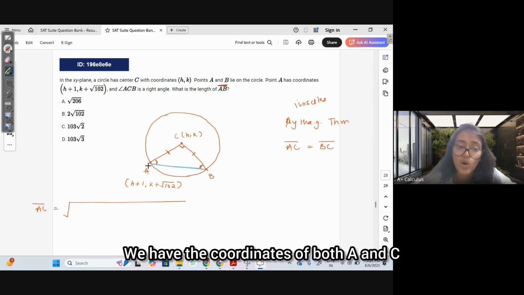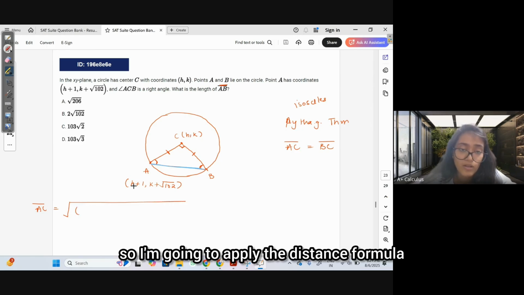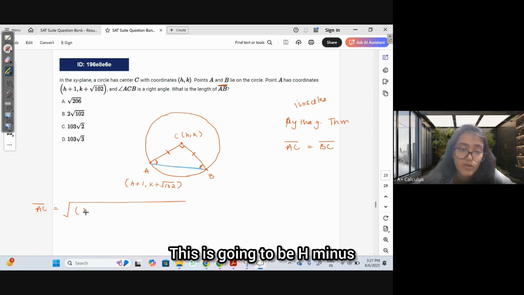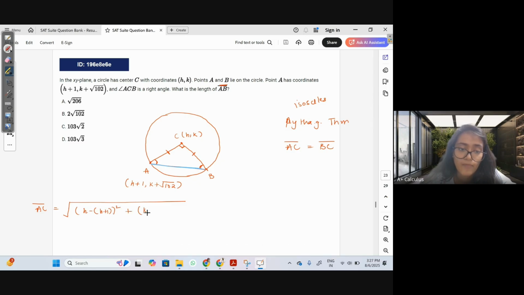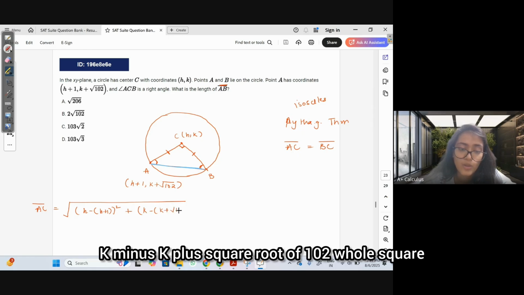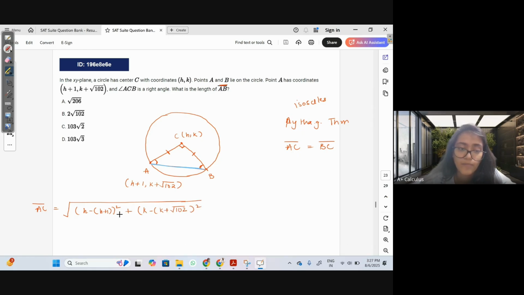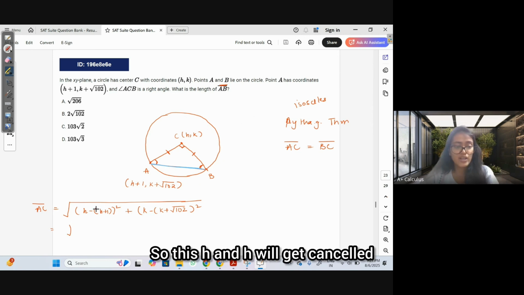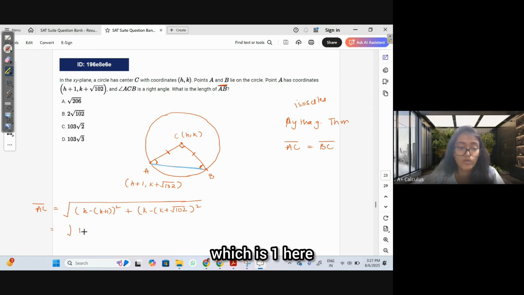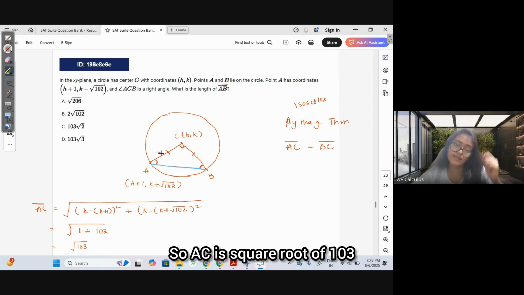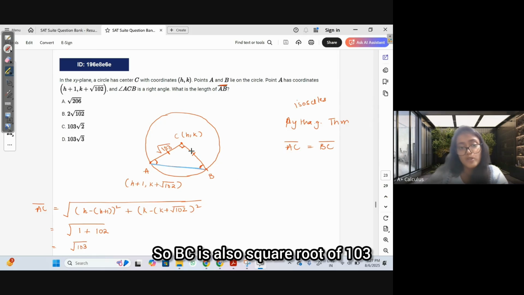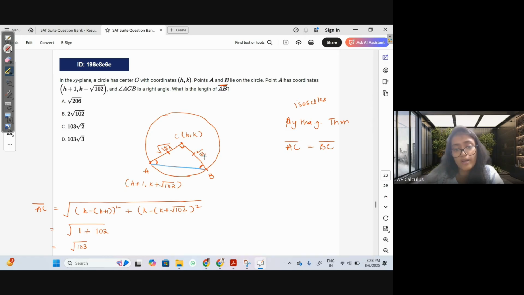We have the coordinates of both A and C. So I'm going to apply the distance formula. This is going to be h minus h plus 1, and this is whole square, plus k minus k plus square root of 102 whole square. Let's simplify. So h and h will get cancelled, and we'll have negative 1 whole square, which is 1. Here, k and k will get cancelled, and we will have 102. So this is equal to square root of 103. So AC is square root of 103, and BC is also square root of 103.